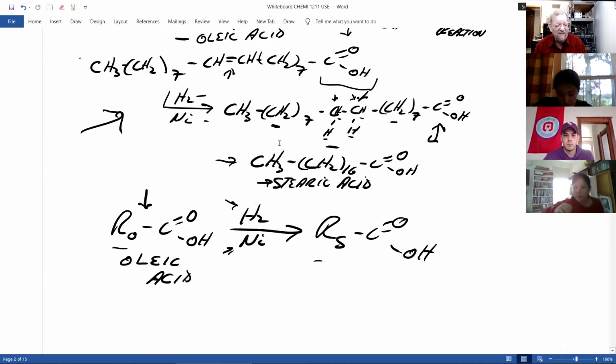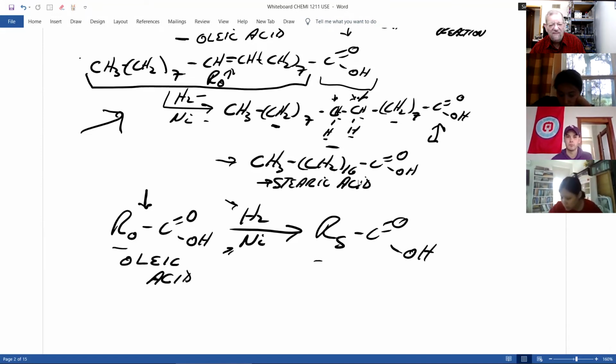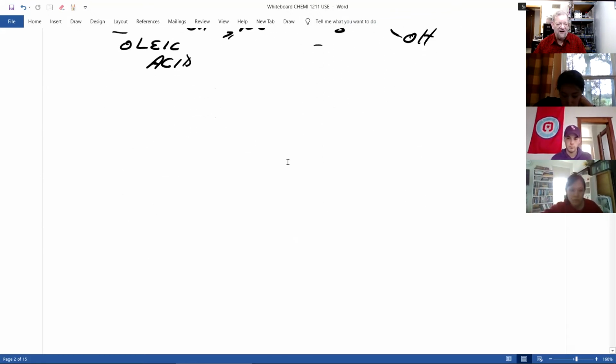R sub O had a double bond. When you hydrogenate it, you get R sub S, which this part is R sub O. This part is R sub S. So with that in mind, let's look at the following.